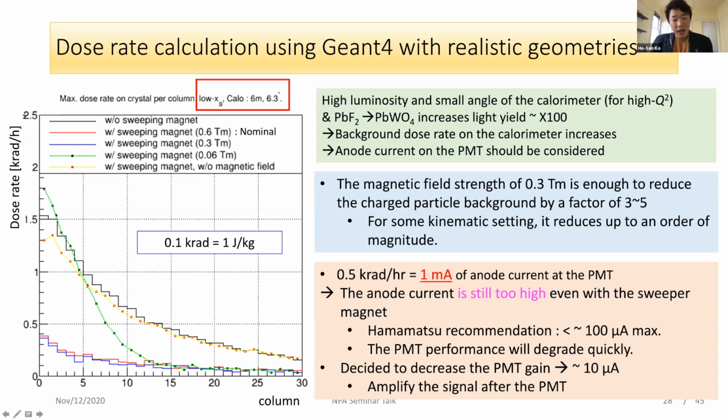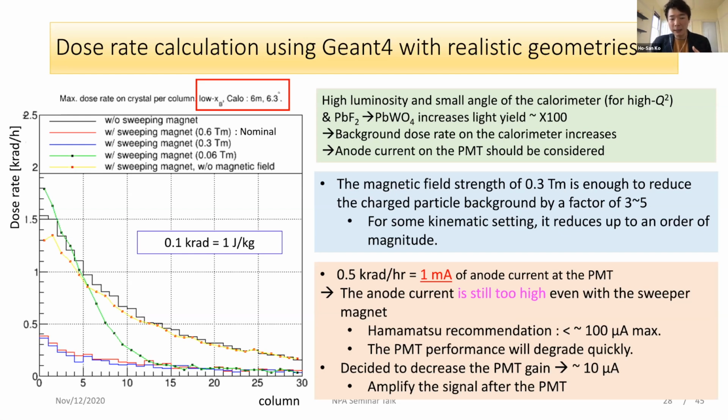And this black line represents the dose rate without the sweeper magnets, and this red line represents the dose rate with the sweeper magnets. Blue line also represents the same, but with half of the magnetic field strength from the red one, from the nominal value. So with this magnetic field strength of 0.3 Tesla meter, it is enough to reduce the charged particle background. For some kinematic settings, it reduces up to an order of magnitude.